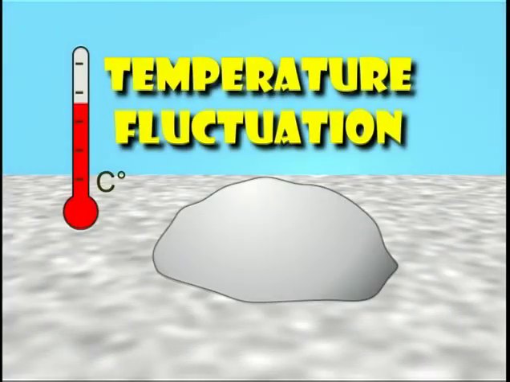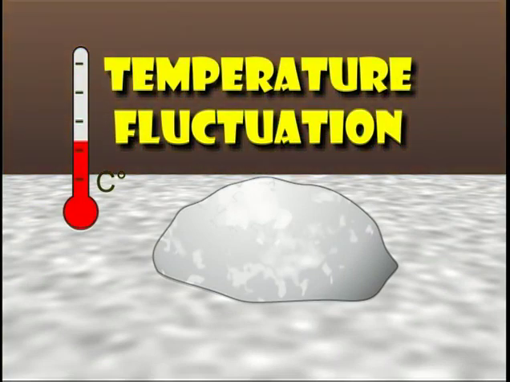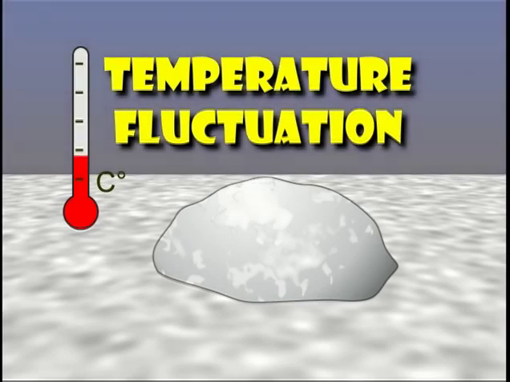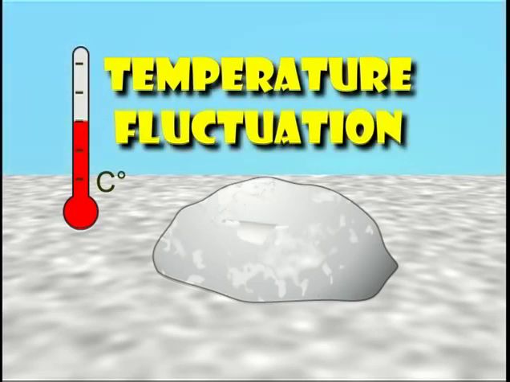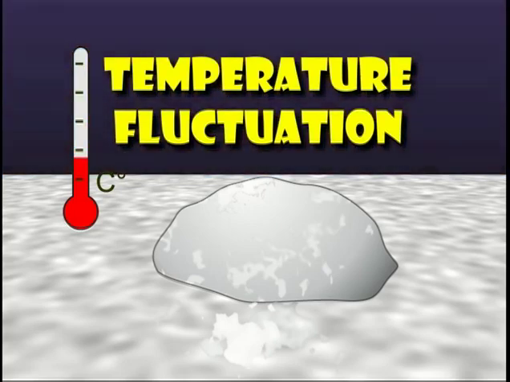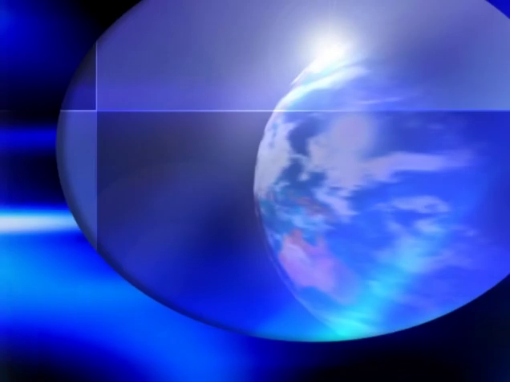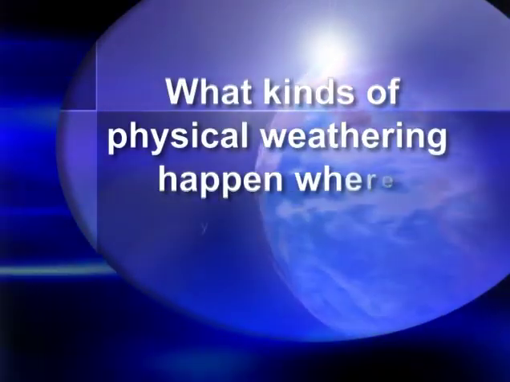Even the temperature can cause physical weathering. Temperature fluctuation happens in areas where there's a big difference between daytime and nighttime or seasonal temperature. When the temperature is cooler, particles in the rock shrink, but as the temperature warms, the particles expand. These forces of contraction and expansion cause the rock materials to loosen and crack. What kinds of physical weathering happen where you live?